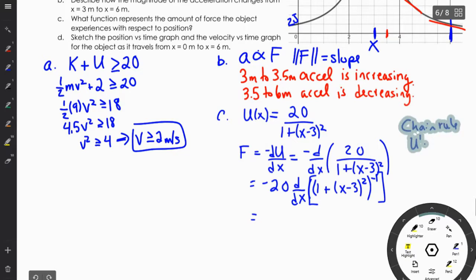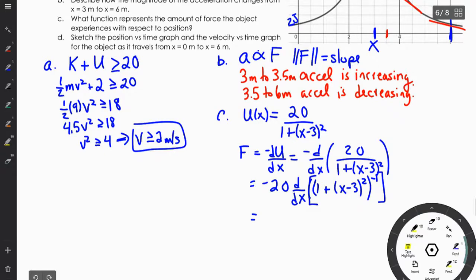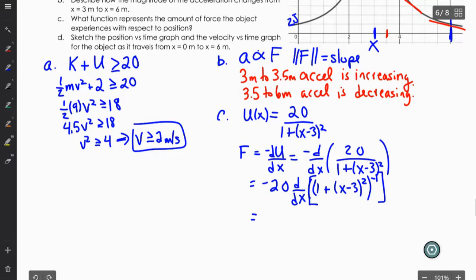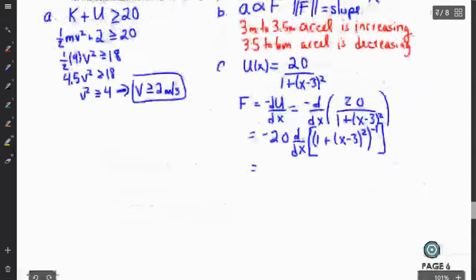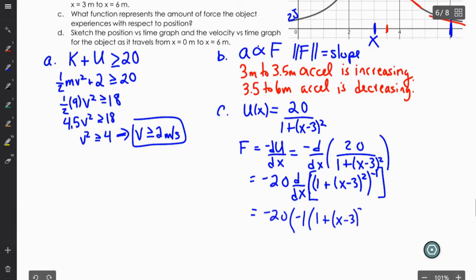So just remember, derivative of the whole thing, and derivative of times the derivative of the inside. Let's do that. So the derivative of the whole thing, we got negative 20 times, now derivative would be negative 1, right? And then I have my whole function here. Remember n minus 1 to the n minus 1, so this is going to be minus 1.